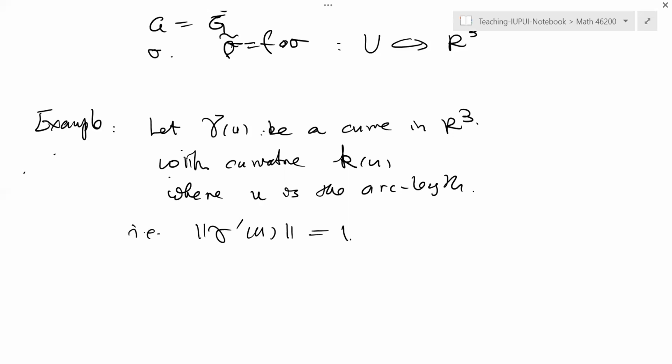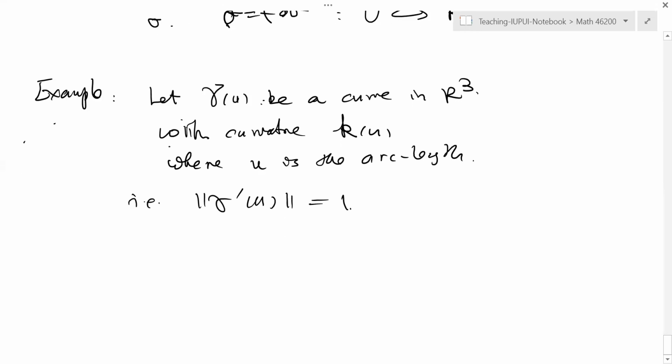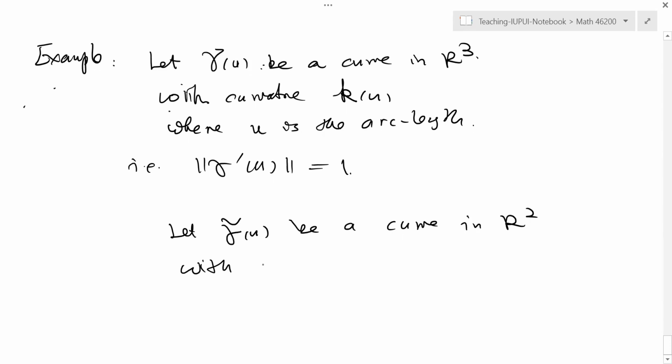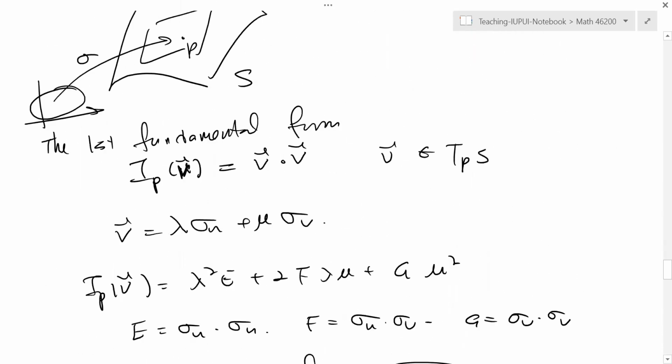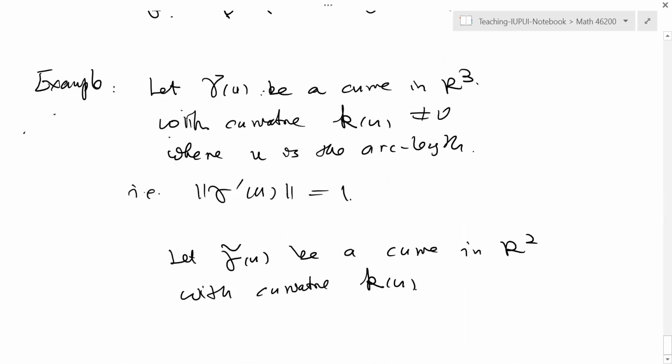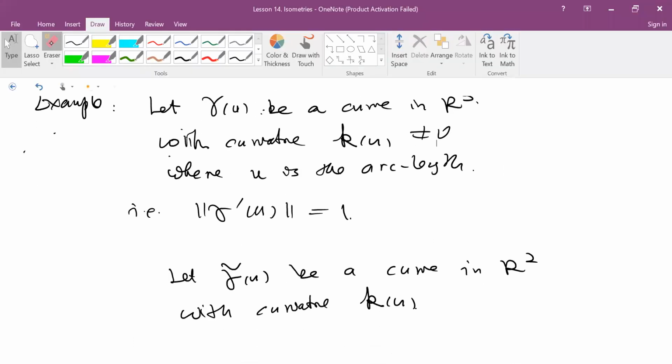But we know that for a given curvature, gamma is not uniquely determined. Okay, I can also let gamma tilde(u) be a curve in R2, with the same curvature k(u). And that can be done, right? Yeah, we always assume it's a positive function.